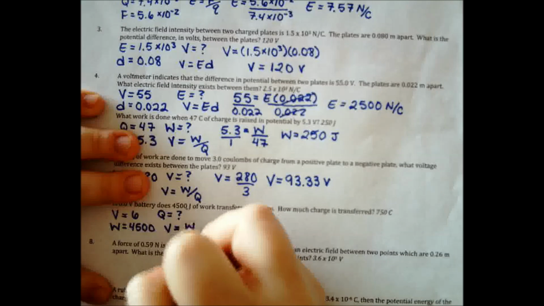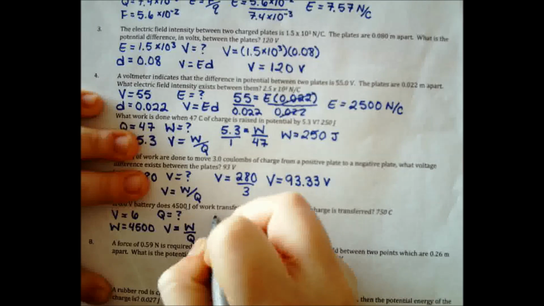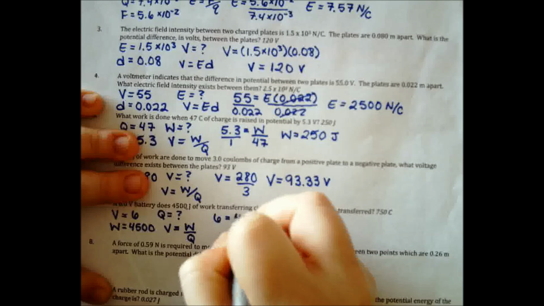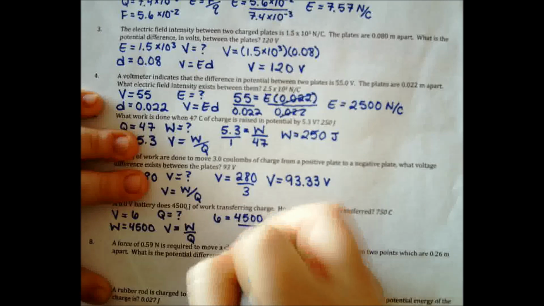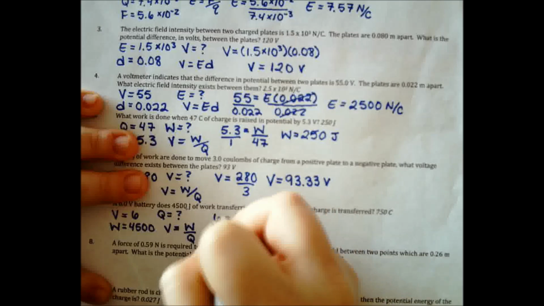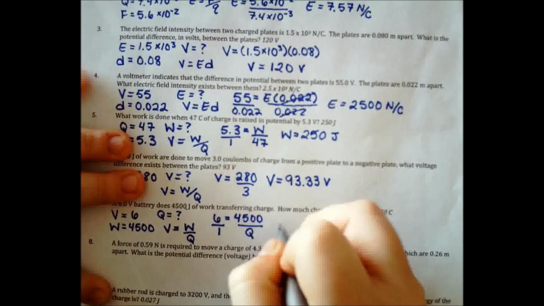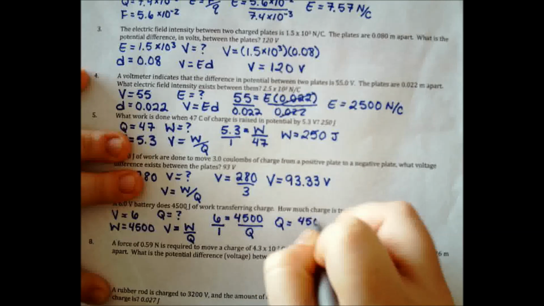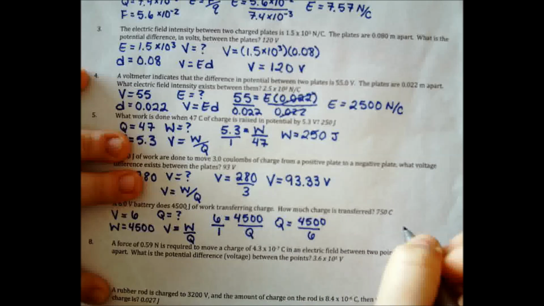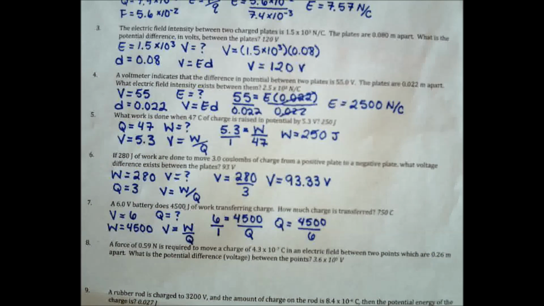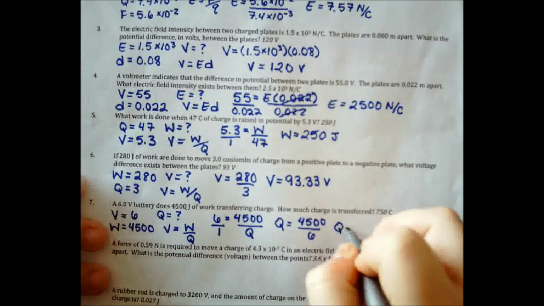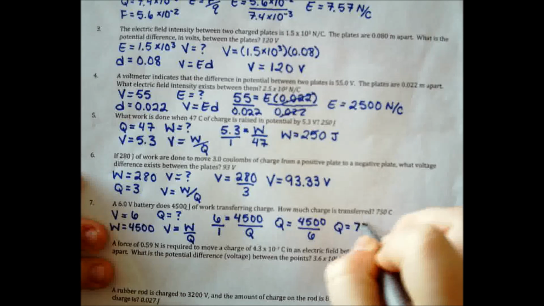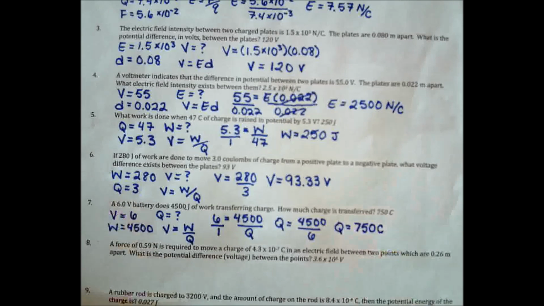So V equals W over Q, 6 equals 4,500 divided by Q. If we cross multiply here, we're going to get that Q is equal to 4,500 divided by 6. Which comes out to 750 coulombs of charge, which is in fact a lot of charge.